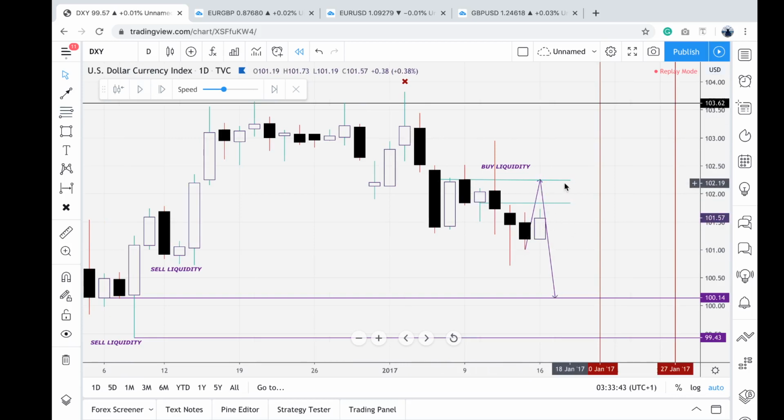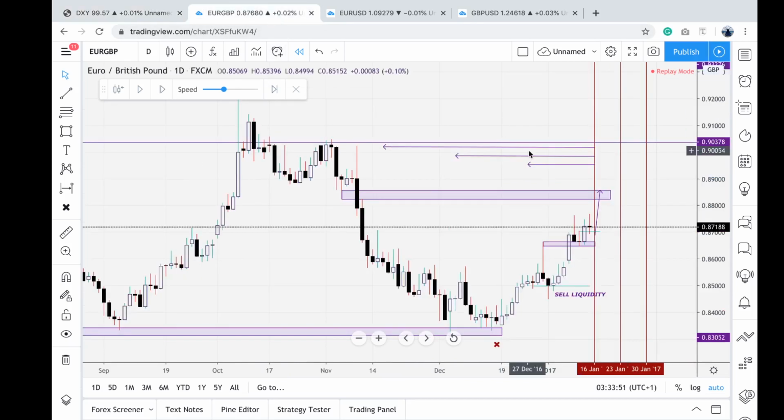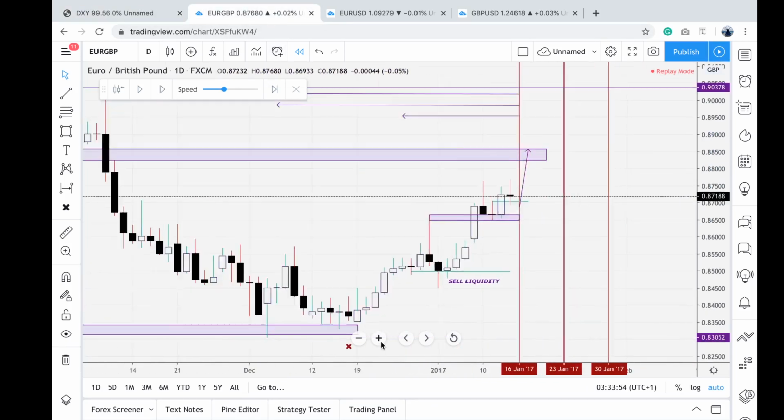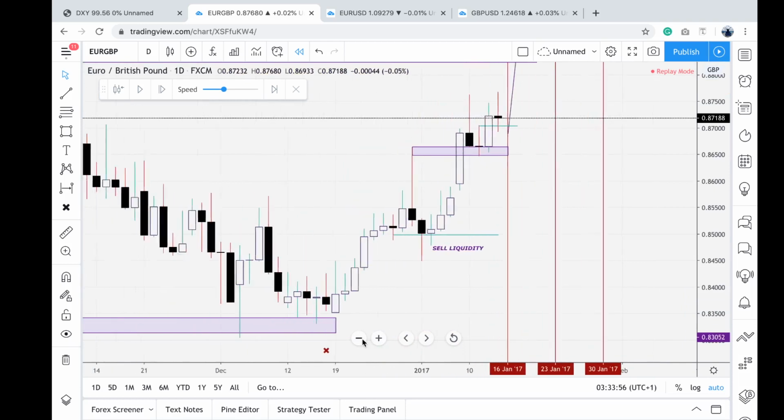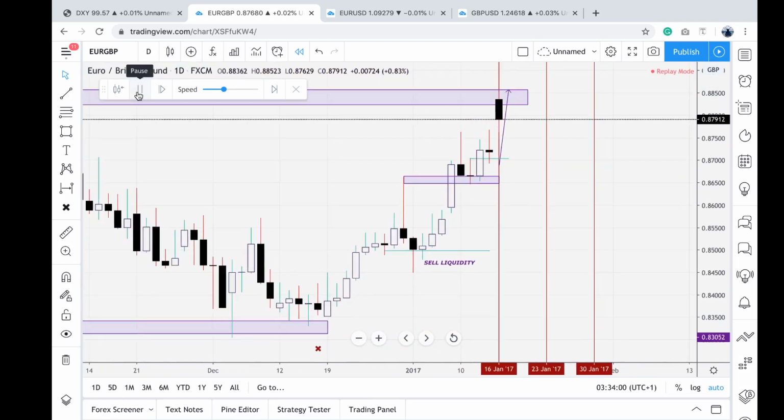Until we get into this range, we're not looking for any action to take on the opposing pairs, which is Euro dollar or British pound dollar. So for Euro pound, let's see if we're actually correct on this. Let's see what happens when the market.